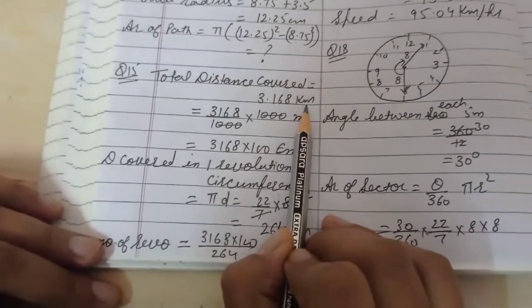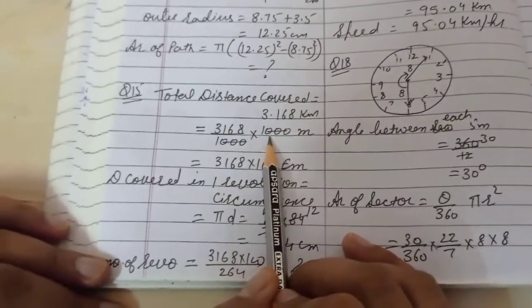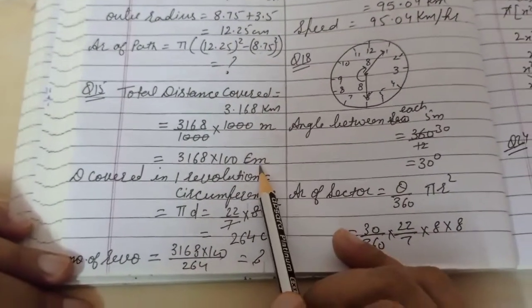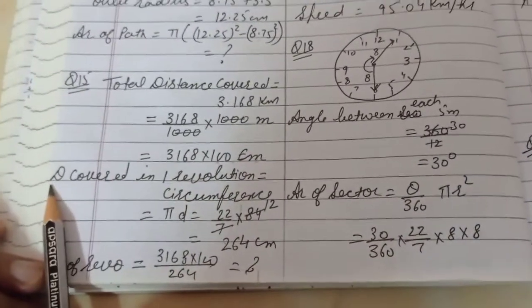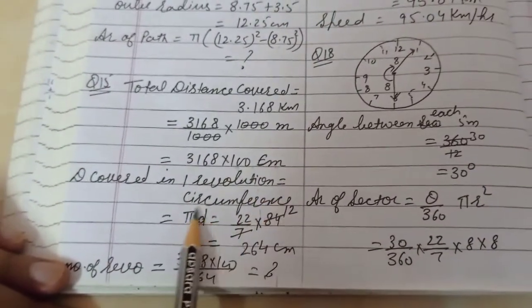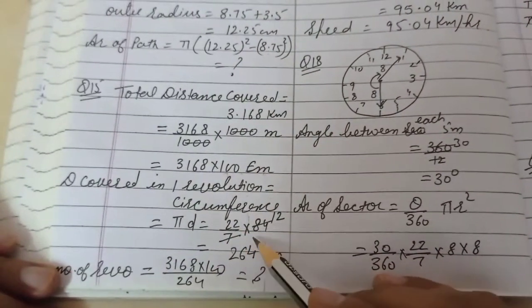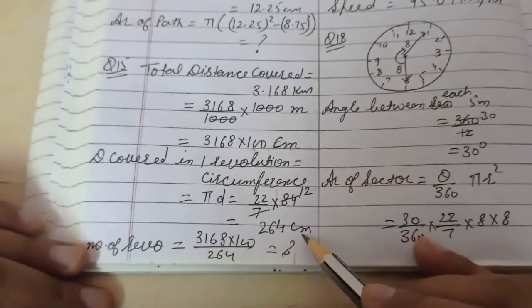So I am going to convert this value in centimeter. Kilometers to meters, I need to multiply with 1000, which will get cancelled on the whole. Now meters to centimeter, 1 meter is 100 centimeter. So I multiplied. Now as I explained to you, distance covered in one revolution is equal to circumference, that is pi d, 22 by 7 into diameter, which is given 84. This is distance covered in one revolution.